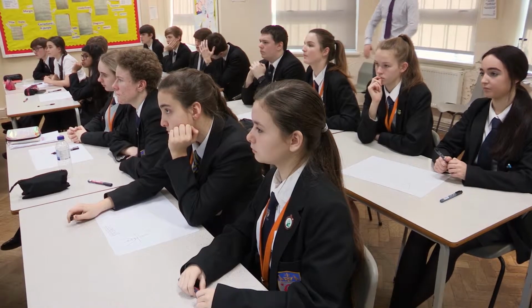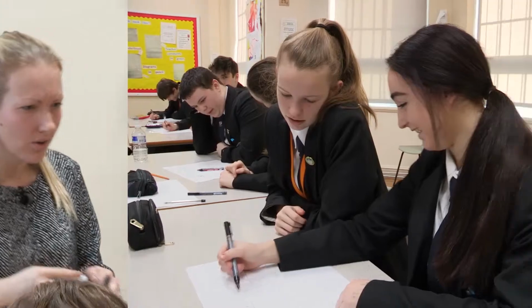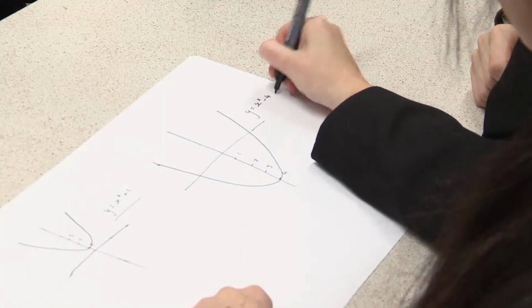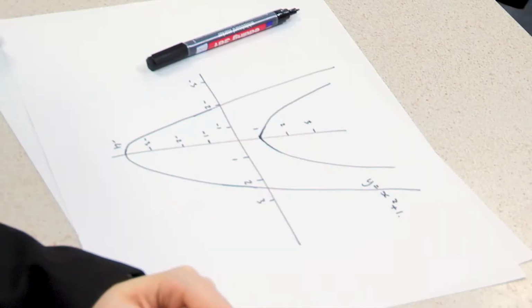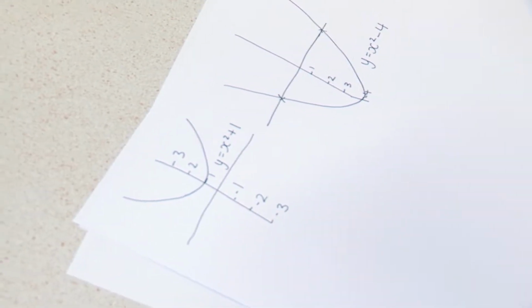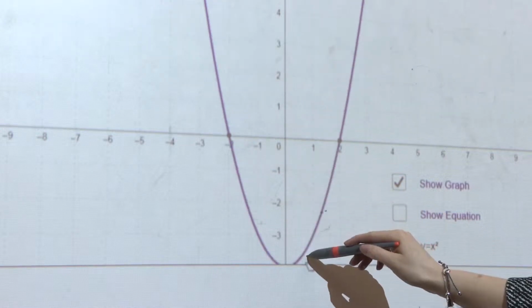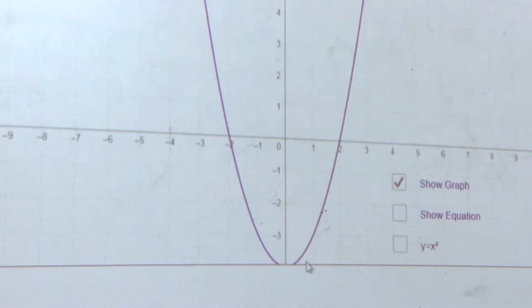I want you to draw on your piece of paper y equals x squared minus 4. The students responded well to that and thought that was a really good introduction to the task, and it linked well with the work that we've been doing so far on completing the square. A lot of people have correctly got this graph here, and I was also interested in looking at the 2 points where it crosses the x-axis.